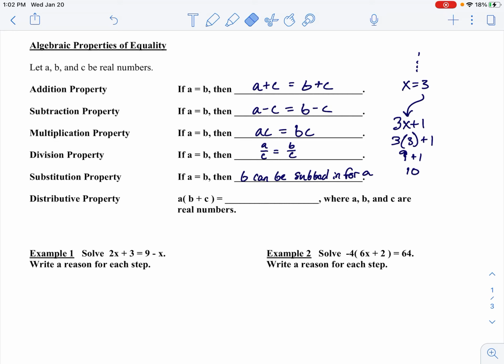So the substitution property lets us do this step here, which is, okay, if x equals 3, I get to sub it in for x and turn that into 3.